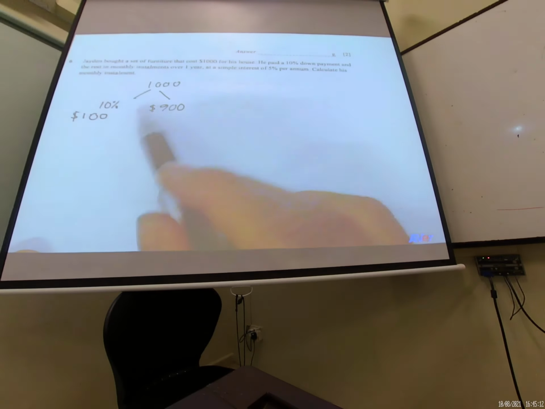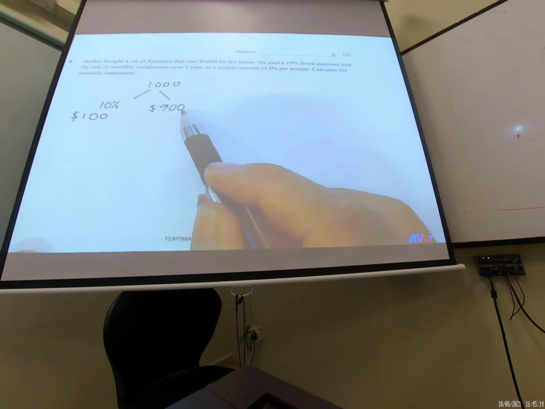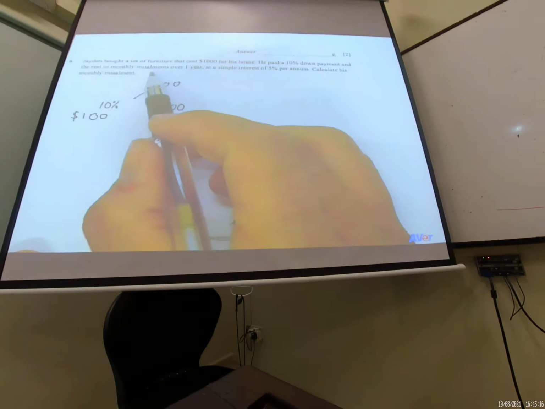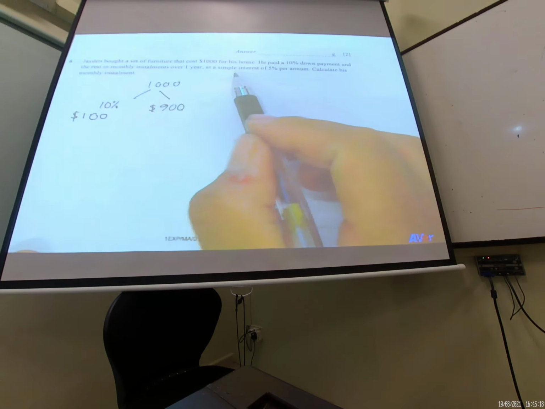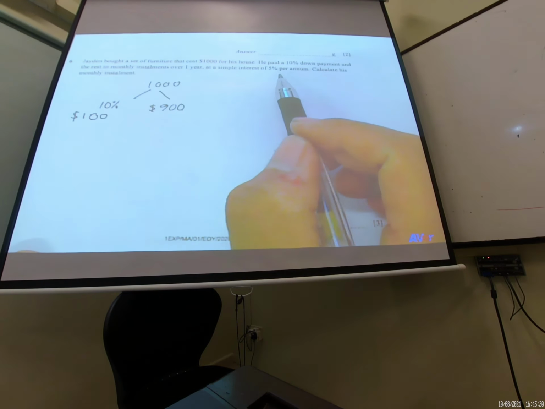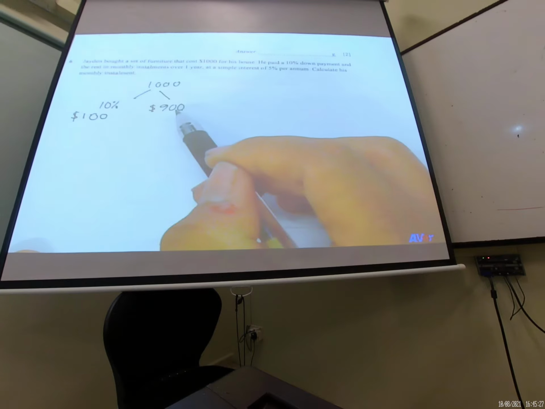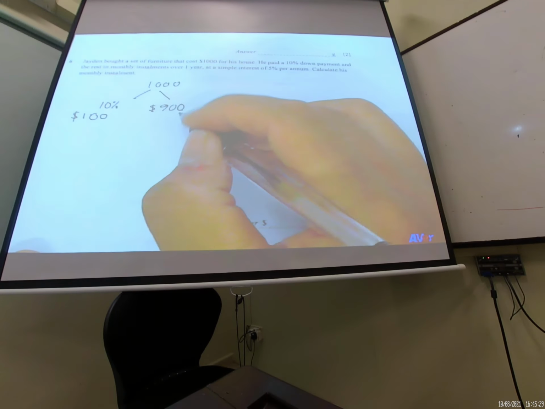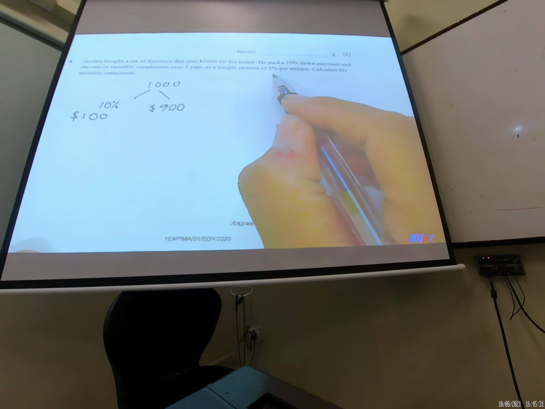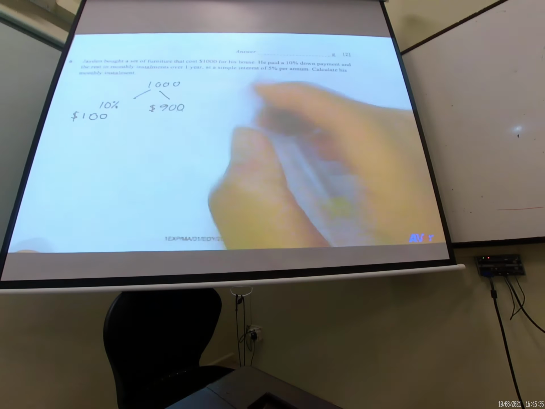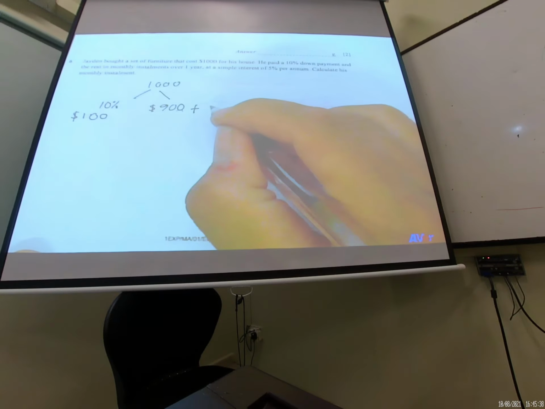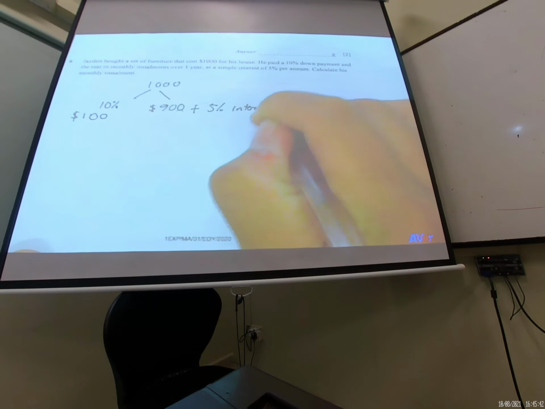Then this amount of money that he owes, he slowly pays back over 1 year at a simple interest of 5% per annum. This means when he pays this $900, he doesn't only pay 900, because he owes this amount, but he needs to pay 5% per annum of interest for this. So this $900 needs to add on 5% of interest.